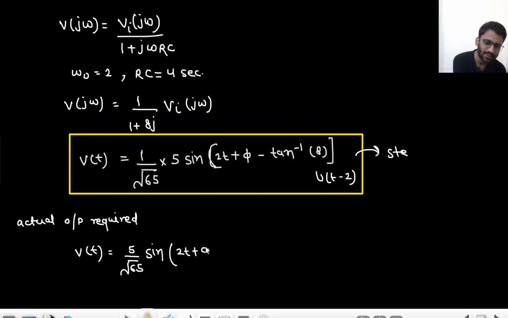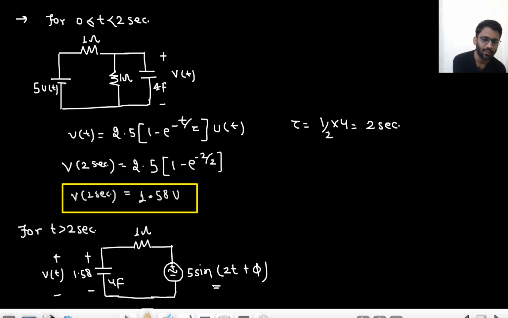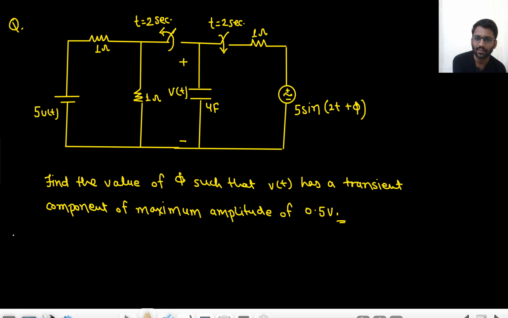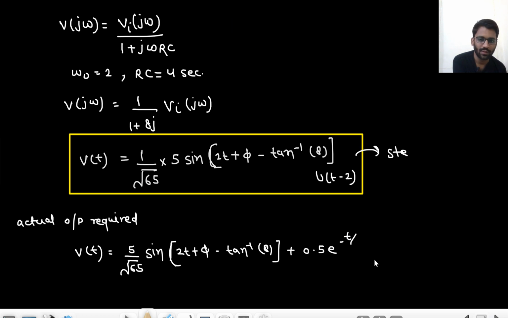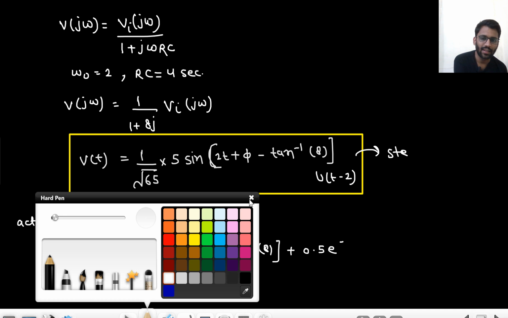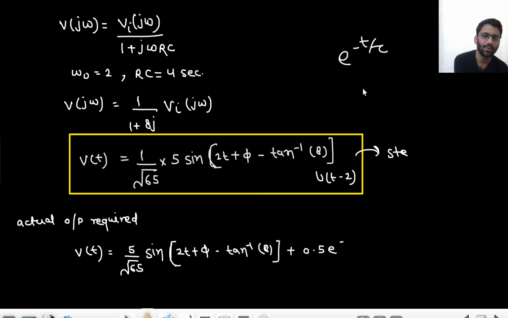Sine 2t plus 5 minus tan inverse 8, plus I need 0.5 transient as well, and t upon tau. Tau is 4, I guess. Tau is 4. And tell me, what will I put here? Shall I put e to the power minus t upon tau, or shall I put e to the power minus t naught upon tau?